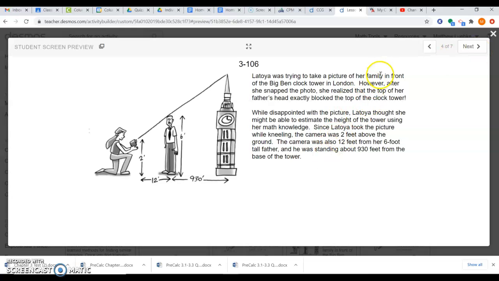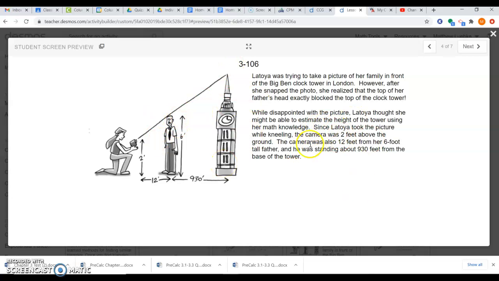All right, and this first slide is just going to lay out the problem. It's saying that Latoya went to London and wanted to take a picture of her dad in front of the Big Ben clock tower, but then realized that the way she had her camera pointed, the father's head was blocking pretty much the whole tower.